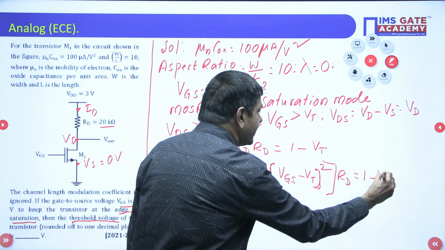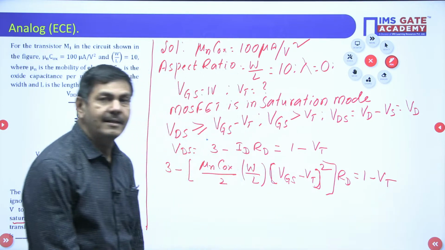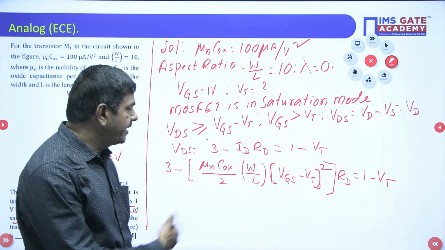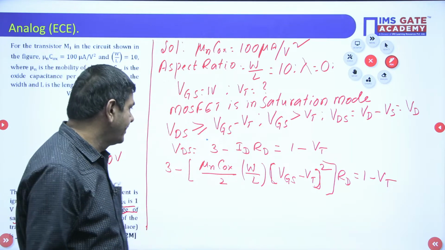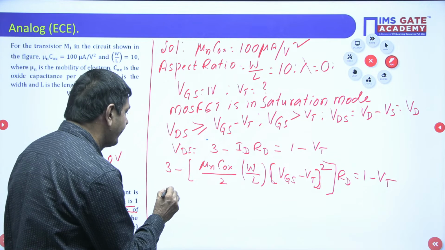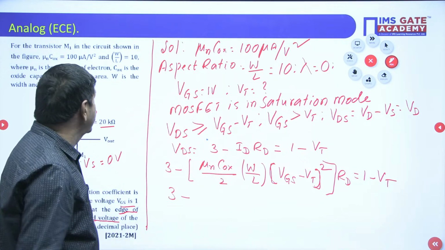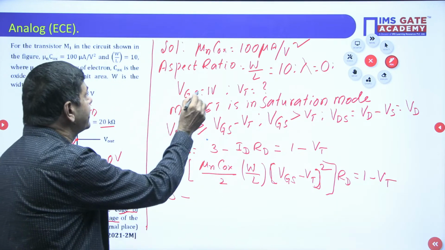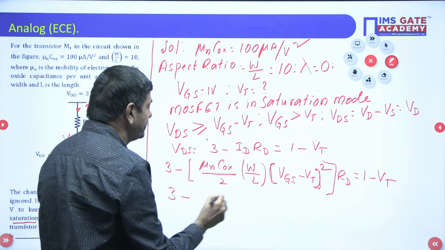That equals 1 minus VT. I can put that directly. We can substitute the values directly: 3 minus, mu n COX is given in the problem, mu n COX is given as 100 micro.